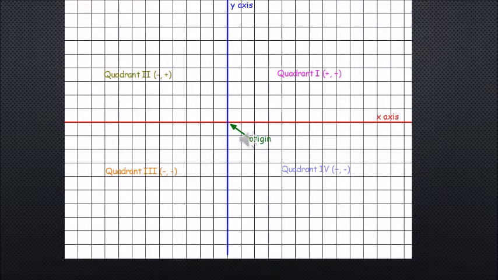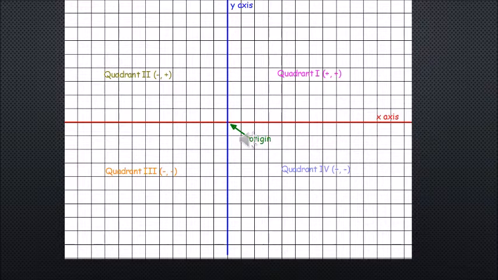Take a minute to sketch this on your paper. The horizontal axis is the x-axis, in red on the board. The vertical axis is the y-axis, in blue. Quadrant 1 is in the upper right-hand corner. Quadrant 2, the upper left-hand corner. Quadrant 3, the lower left-hand corner. And Quadrant 4, the lower right-hand corner. The origin, 0, 0, is located where the x-axis and y-axis intersect.